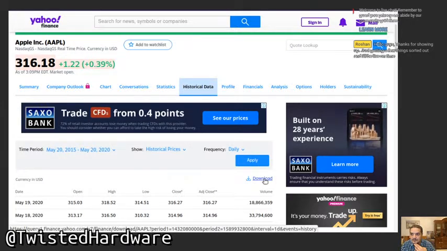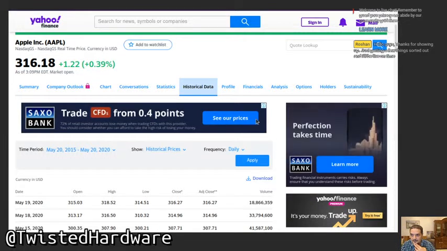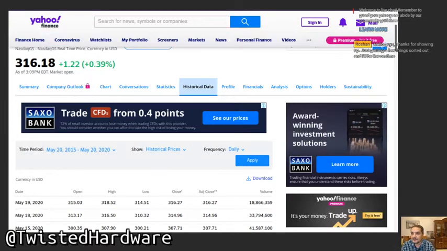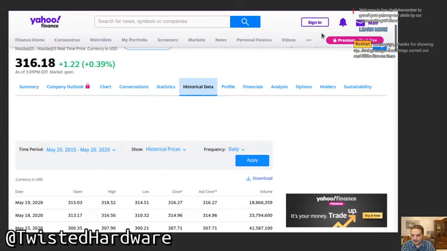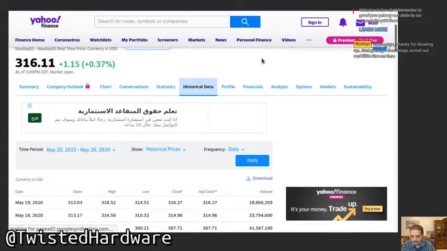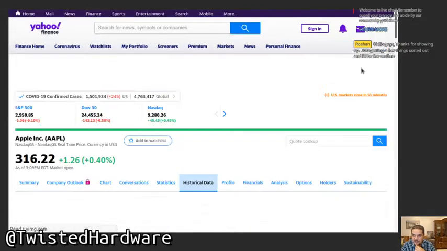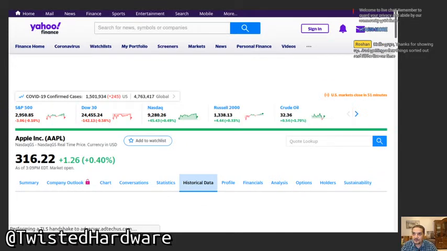We'll download this, and I'll just save this file. Okay, perfect. So we now have our data. It's a comma separated file, so we'll be able to parse that later in Golang. So let's talk a little bit about RSI.